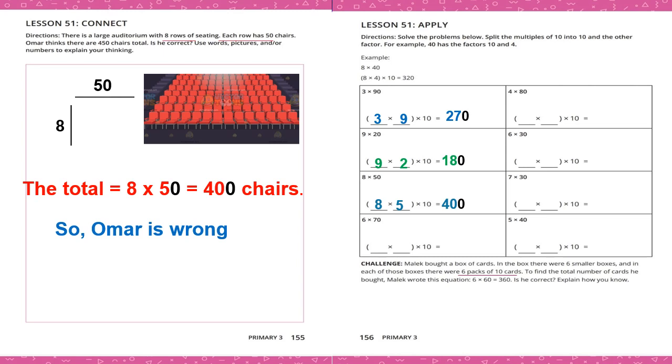6 times 70. Again, put 6 as it is and split 70. 10 times what equals 70? 7. Solve the brackets. 6 times 7 is 42, times 10 is 420. The next column you can solve alone and check your answers.